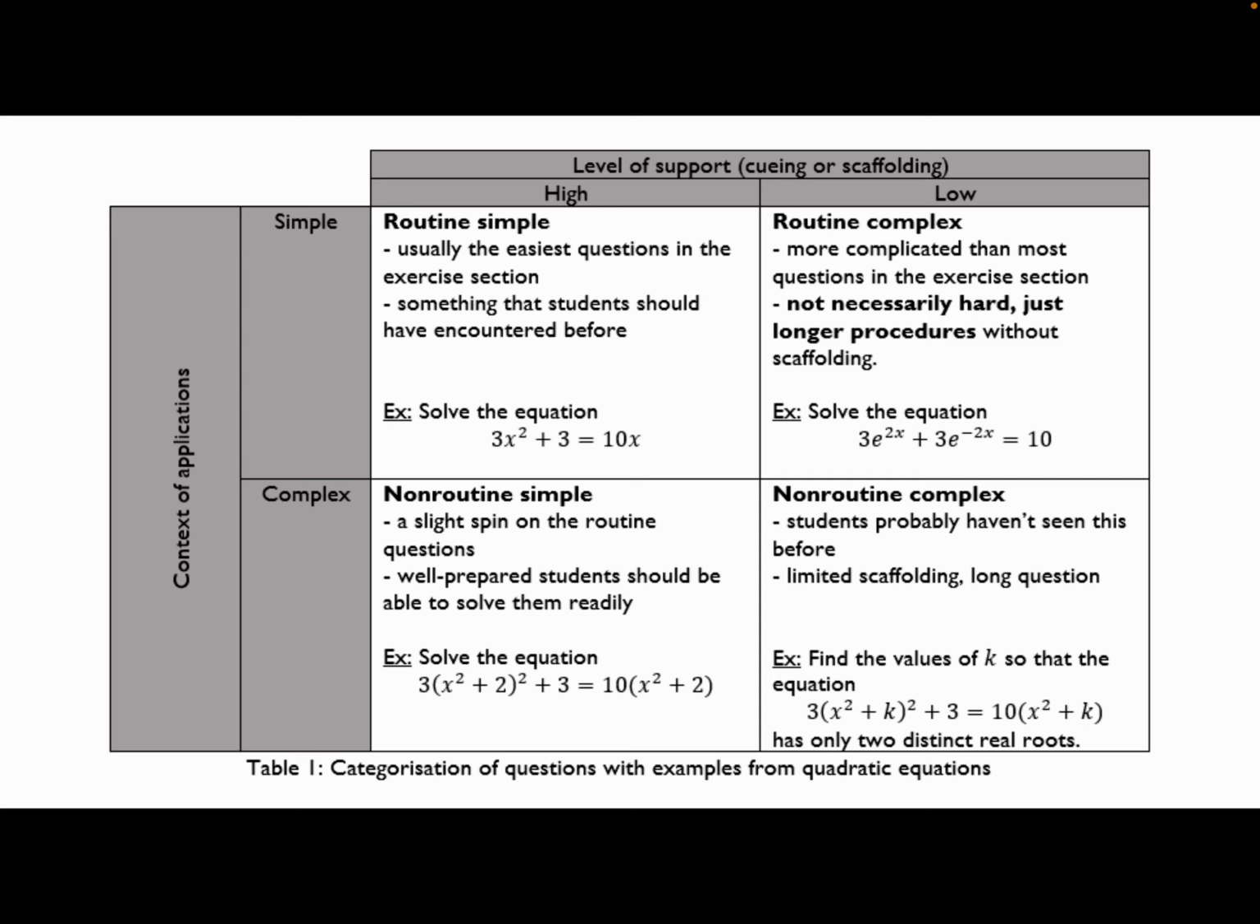As you can see in the table, we have two axes that I usually use. So we have a level of support, the extent of cueing or the extent of scaffolding within the question, as well as the novelty of the context of applications. So let's take a look at the first box at the top left.